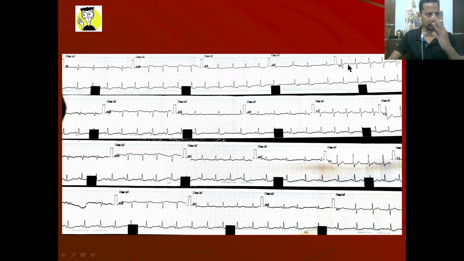If you keep it in front of the mirror, that R becomes Q, ST depression will become elevation, and T upright will become inverted. So that is posterior wall MI. So whenever you are suspicious of inferior wall MI, you look for posterior wall MI and right ventricular infarction.